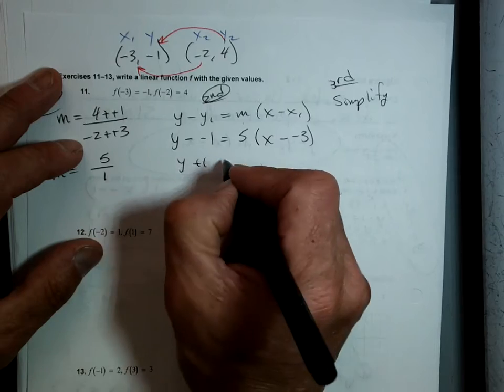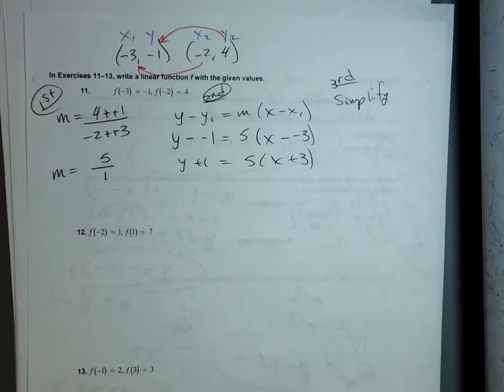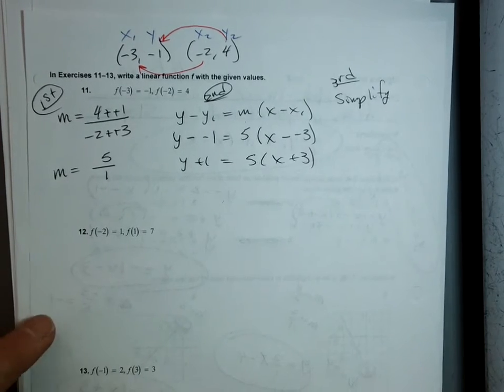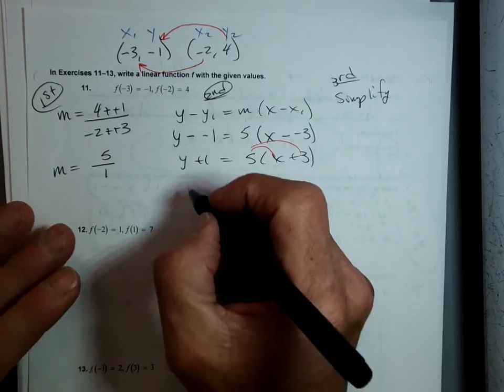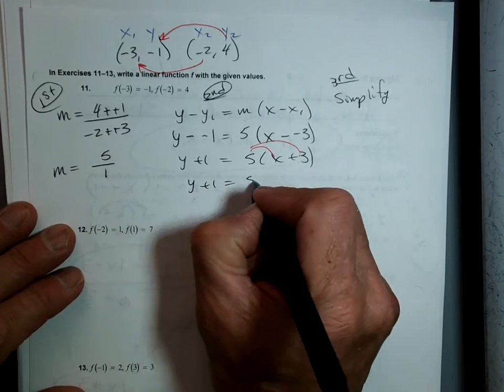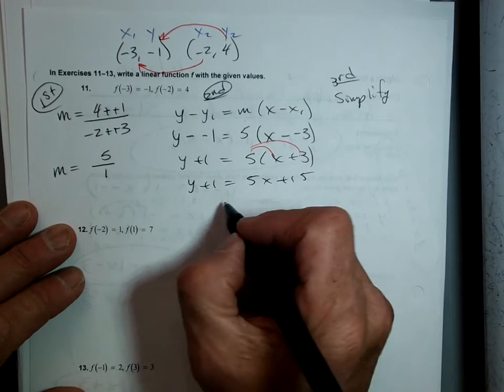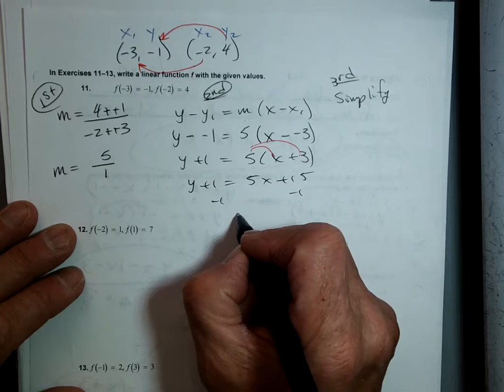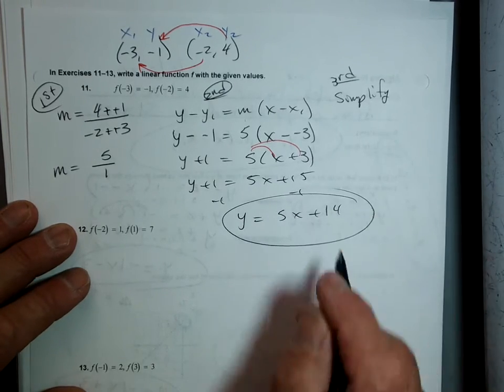Y plus 1 equals a 5 times an x plus 3. Double negative, right? I'm going to distribute 5x plus 15. So I have y plus 1 equals 5x plus 15. And then finally, minus 1, y equals 5x plus 14, okay?